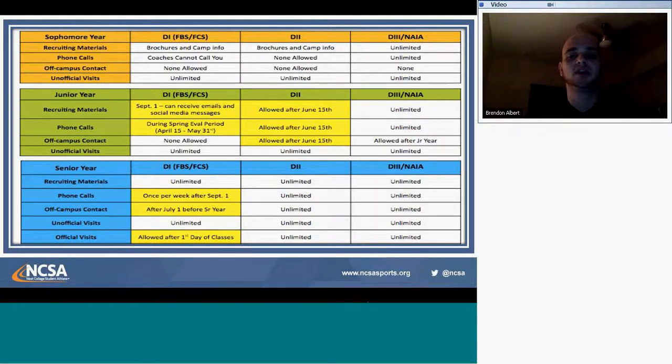Now we get to our Division IIs. Division II schools, during the sophomore year, are only allowed to send you general recruiting mail. Nothing really specific, very similar to Division I, sporadic things sent to you. Division II schools, once it's June 15th of your junior year, they're good to go. After June 15th, they can call you, text you, visit you. They can do anything they really are able to after June 15th of your junior year. Senior year, it's all go from our Division II schools as well.